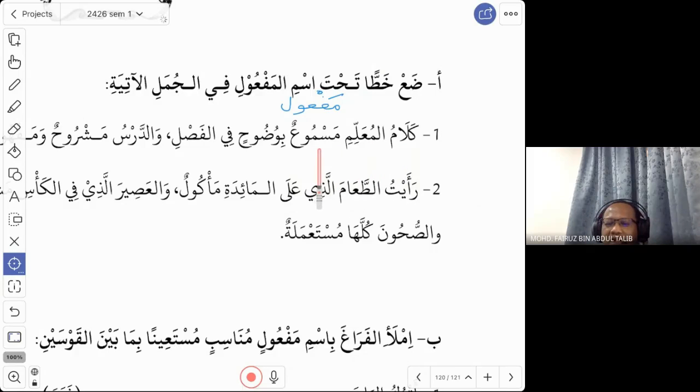Masmu'. So here, as we learned in isim fa'il, of course the literal meaning is for the person or the doer, but sometimes we can translate it as the verb itself. Similarly with isim maf'ul. Literally, masmu' means something that is heard, but in the sentence, sometimes you just use the verb, you just say is heard. So that is another usage of isim maf'ul. It can replace a verb.